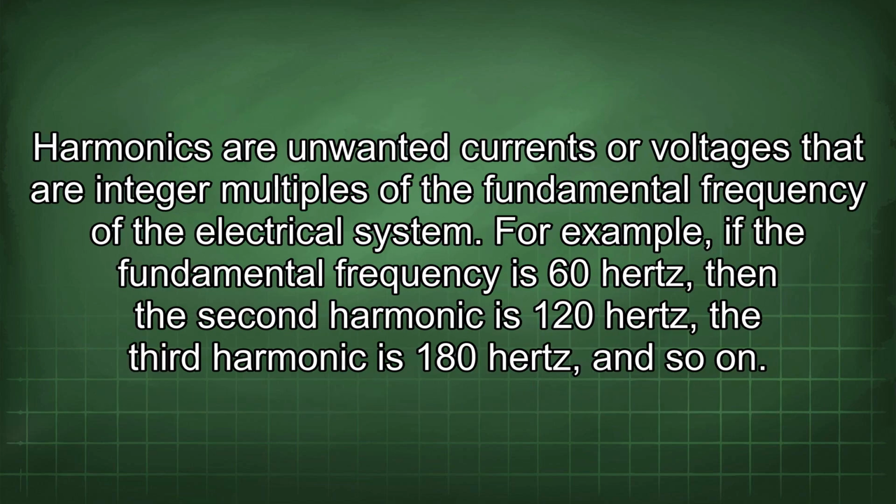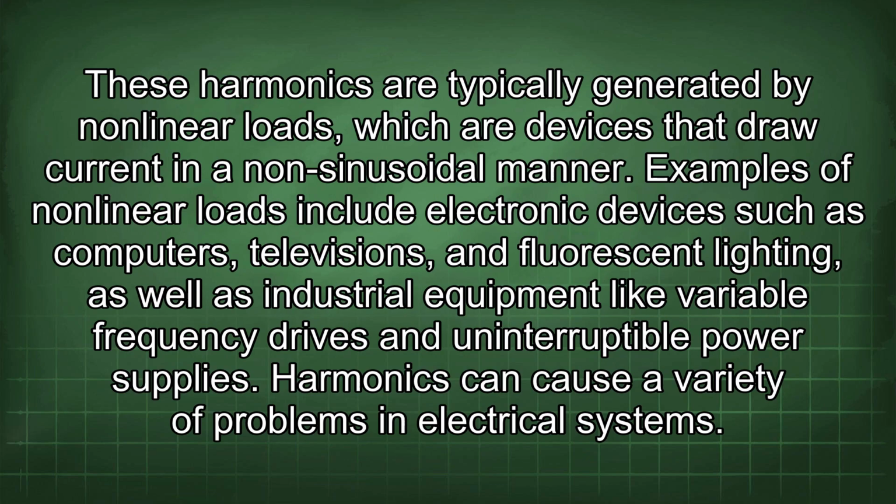Harmonics are unwanted currents or voltages that are integer multiples of the fundamental frequency of the electrical system. For example, if the fundamental frequency is 60 Hz, then the second harmonic is 120 Hz, the third harmonic is 180 Hz, and so on. These harmonics are typically generated by nonlinear loads, which are devices that draw current in a non-sinusoidal manner. Examples of nonlinear loads include electronic devices such as computers, televisions, and fluorescent lighting, as well as industrial equipment like variable frequency drives and uninterruptible power supplies.